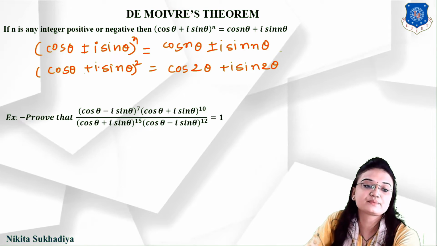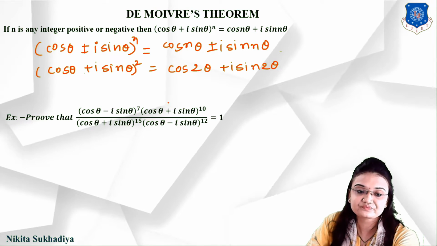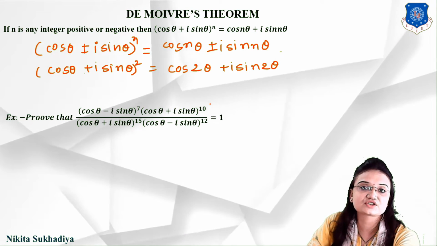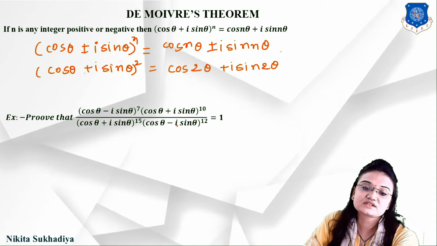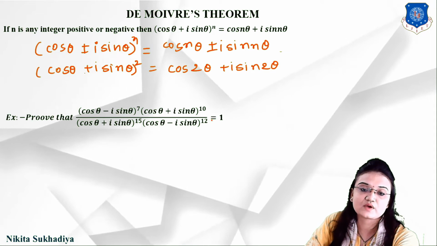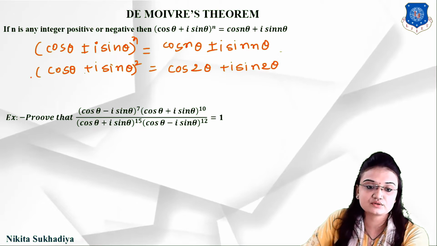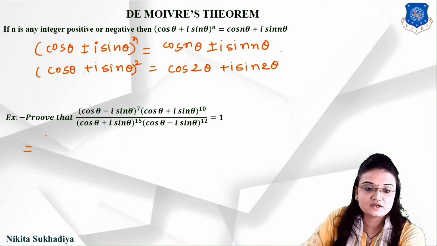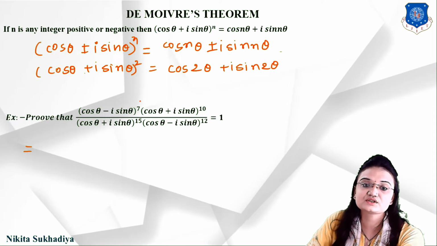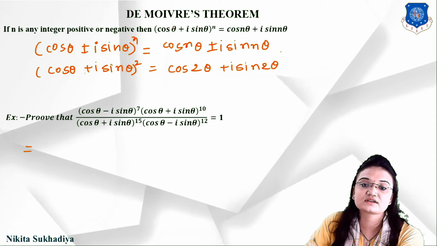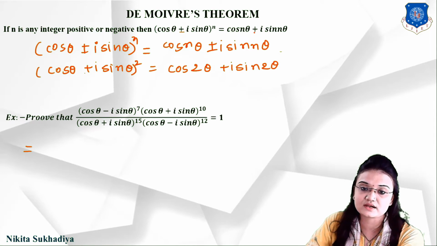Okay, for example, we have to prove that (cos theta minus i sin theta) raised to 7 times (cos theta plus i sin theta) raised to 10, divided by (cos theta plus i sin theta) raised to 15 times (cos theta minus i sin theta) raised to 12, is equal to 1. So according to de Moivre's theorem, we can use this with plus or minus, plus or minus.